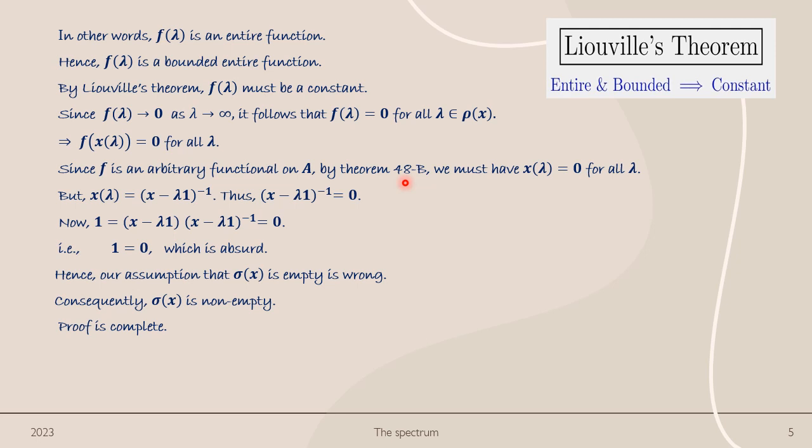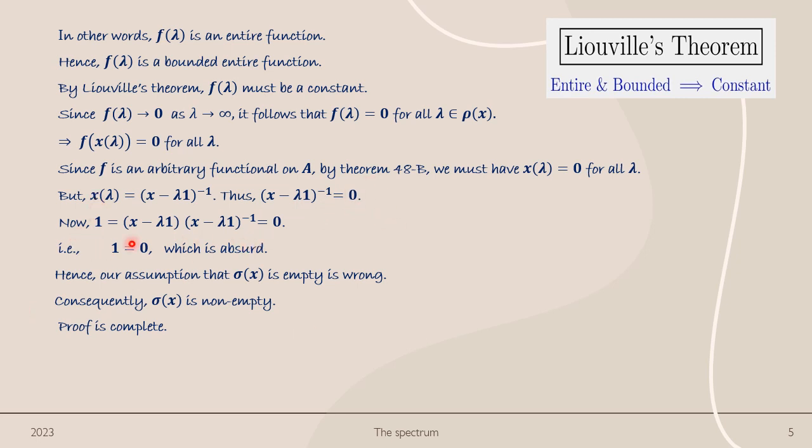That is the essence of theorem 48b. Here, if for any functional f, f of x of lambda equals 0 for all lambda, then by theorem 48b, in other words, all the vectors should be 0, or x of lambda must be 0 for all lambda. What is x of lambda? x of lambda is nothing but (x minus mu 1) power minus 1. So (x minus mu 1) power minus 1 is 0.